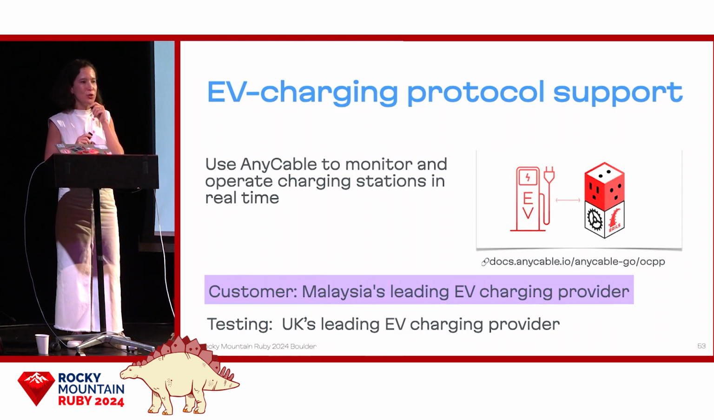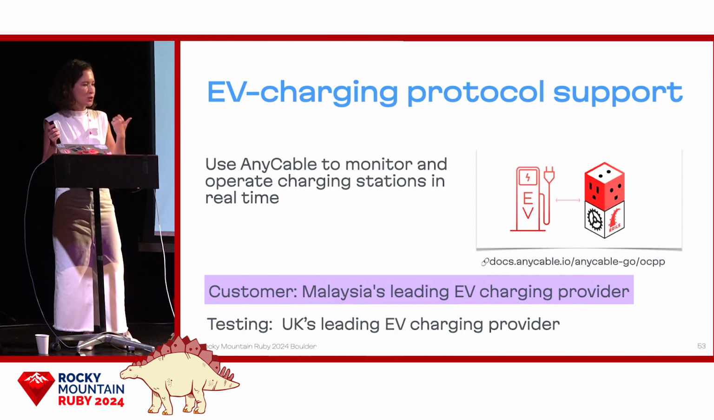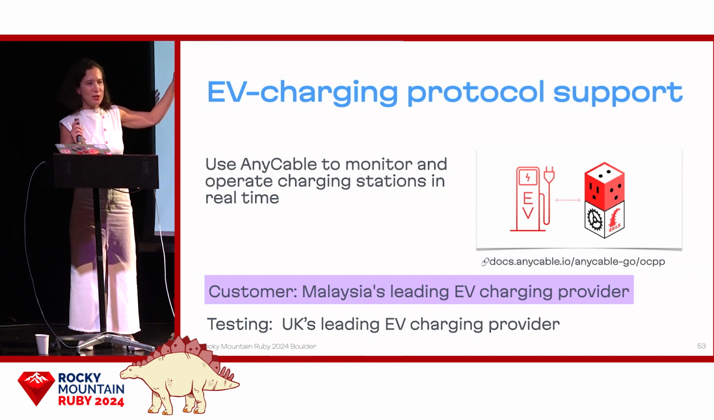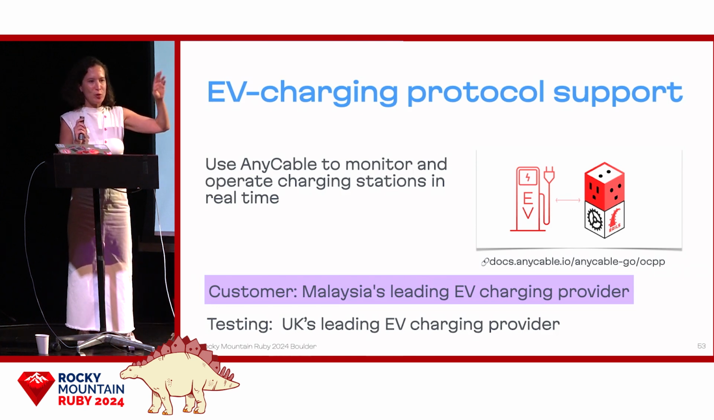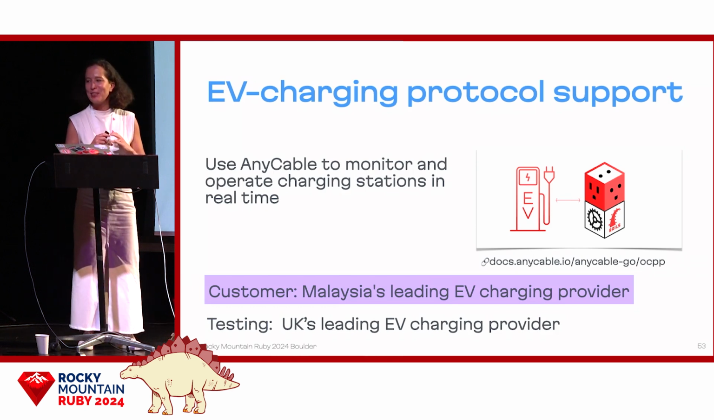There are some new use cases for AnyCable coming up every year or so, like this one. This is electric vehicle charging stations. So apparently, there are many Rails-based EV charging companies around the world. And maybe one EV company is using Rails. I mean, Tesla. I'm not sure. I just heard.